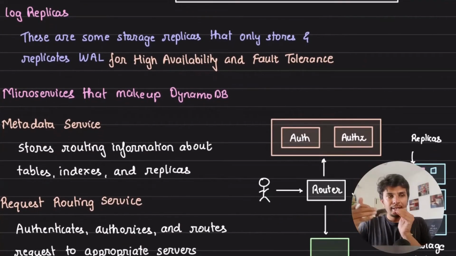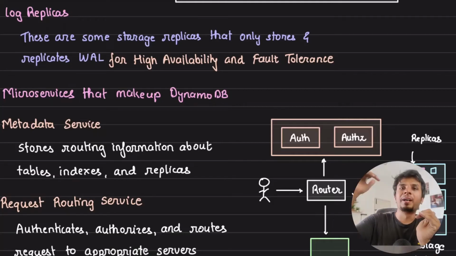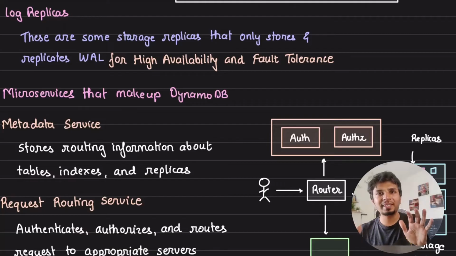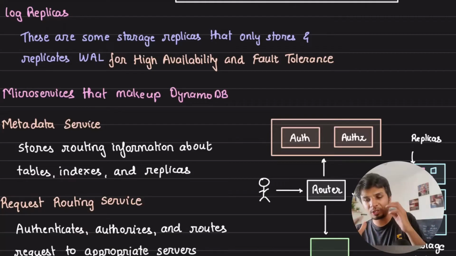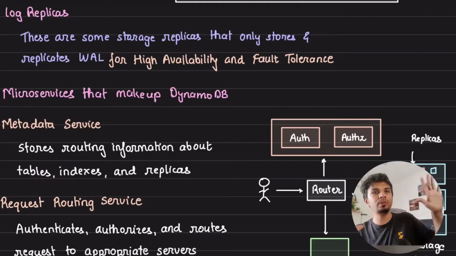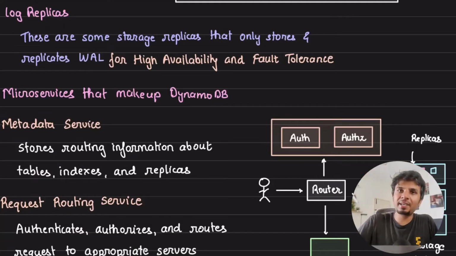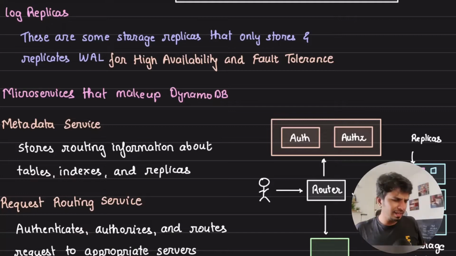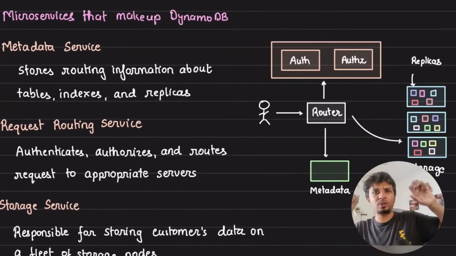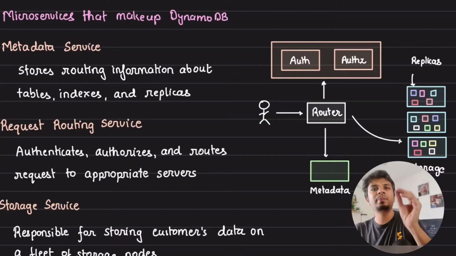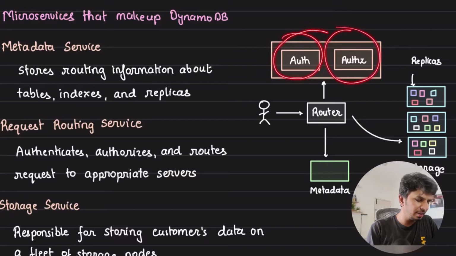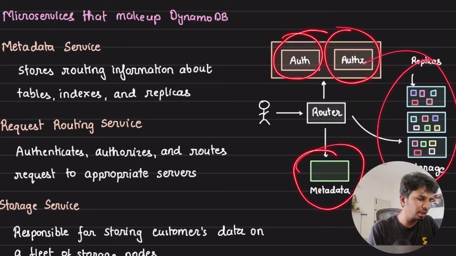Now, let's go a little level up. Now we'll take a look into the different microservices and the responsibility that makes up DynamoDB. It's going to be a huge section. We'll talk about each and every microservice that DynamoDB has and how it helps you ensure consistent performance at scale. So, our classic high-level quote-unquote diagram for DynamoDB looks something like this. You have authentication and authorization service, you have a metadata service, you have your storage layer, you have your router layer.